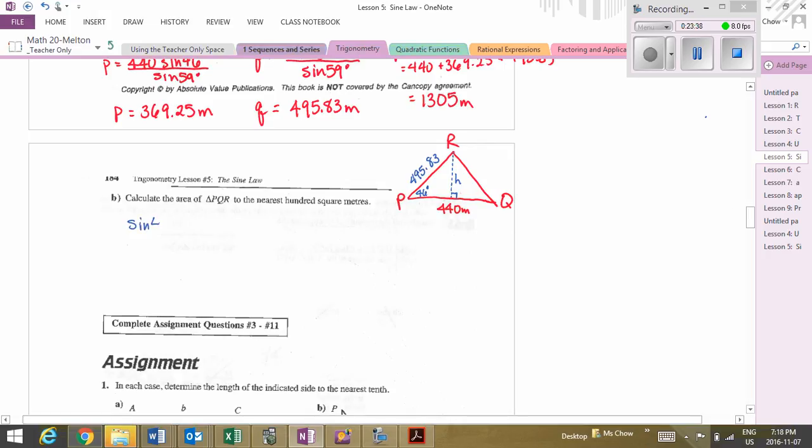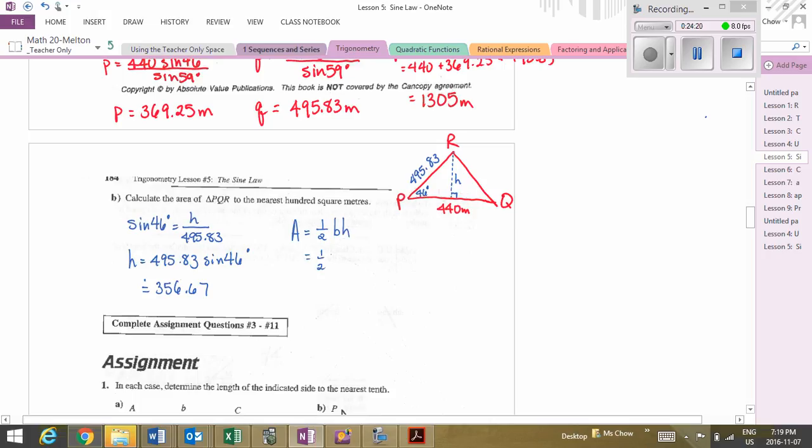At this point we can use the sine trig ratio for right triangles, and we can say that sine 46 degrees is equal to the opposite, which is h, over the hypotenuse, which is 495.83. And so again, to isolate h, we need to multiply both sides by 495.83. So h will equal 495.83 times the sine of 46 degrees. If we enter that into our calculators, that will give us approximately 356.67.